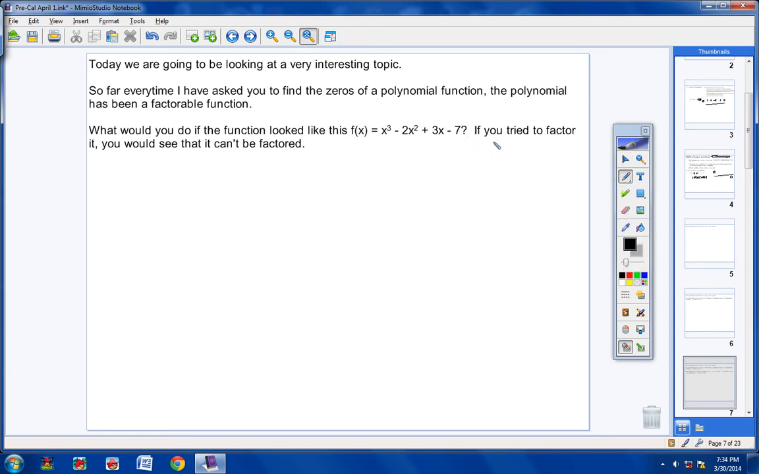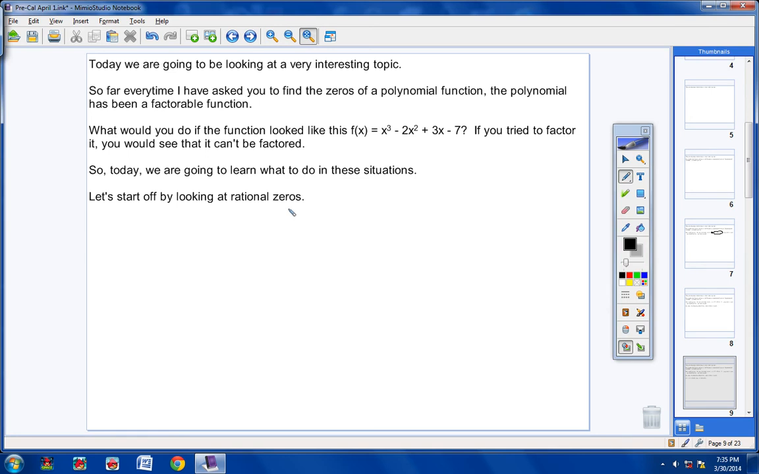So what are you going to do if you tried to factor it? You would see it can't be factored like I just showed you. What are you going to do when you go to find the zeros of this function? You put a 0 in for y, and then you can't factor this side. Today, we are going to learn what to do in those situations.